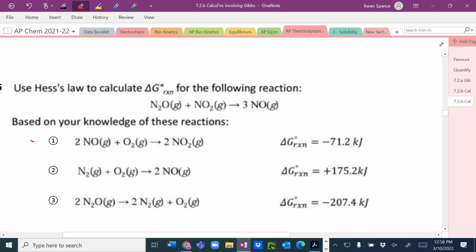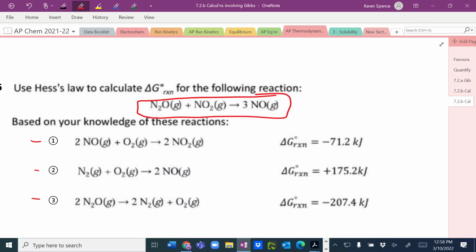If you can add up these three reactions, you might have to manipulate them first, and you might have to manipulate their delta G values. If you can add them up to get this, then you can add up the manipulated delta Gs. Yes? So what we're going to try and do is make this out of these three. So how do we make this out of those three?